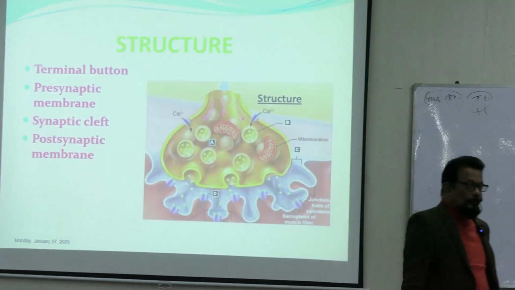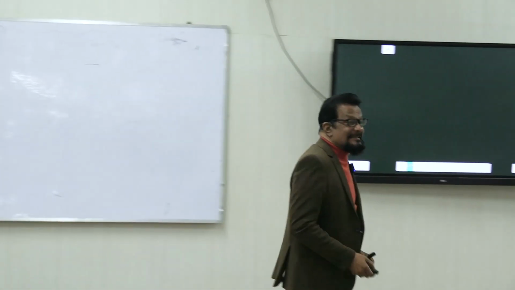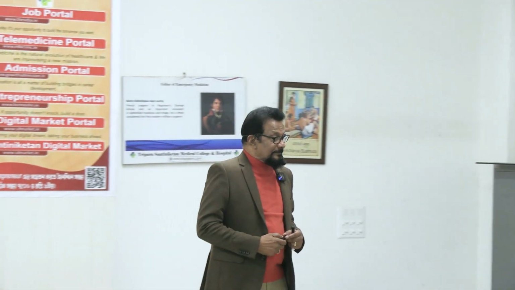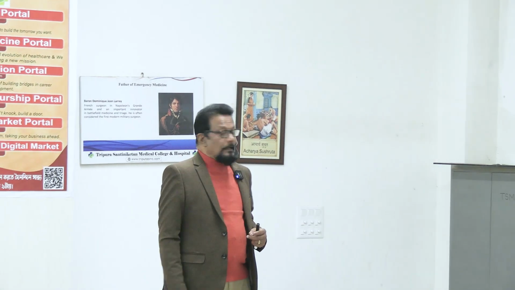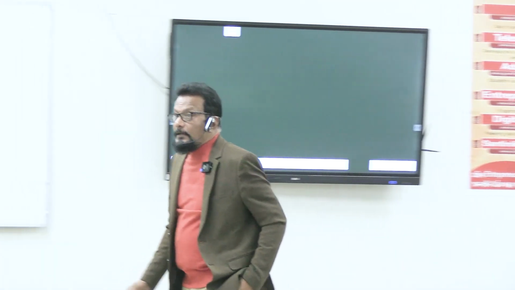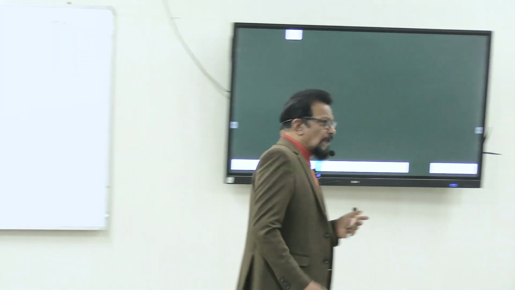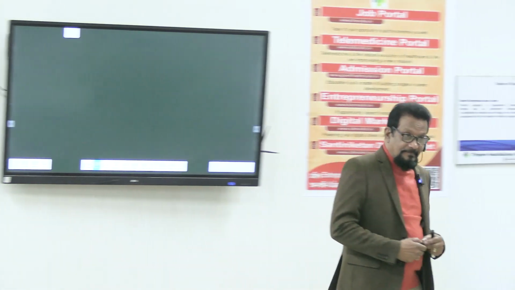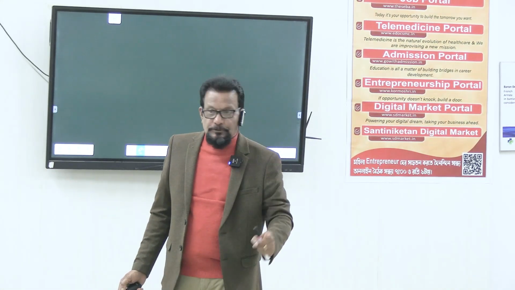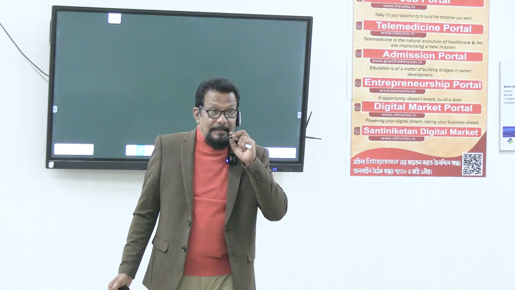So within this button, what will you get? A number of vesicles. These vesicles are called synaptic vesicles. Their diameter is 30 to 50 millimicron. And what do they contain? They contain a neurotransmitter, and this neurotransmitter is called acetylcholine. So thousands of synaptic vesicles are there, and these synaptic vesicles contain a neurotransmitter, and the name of this neurotransmitter is acetylcholine.